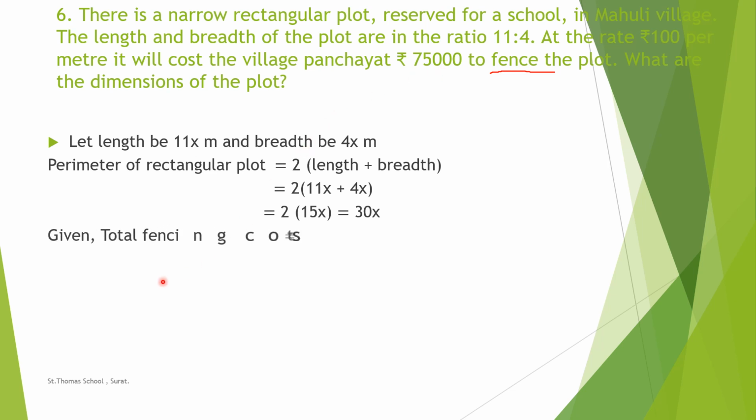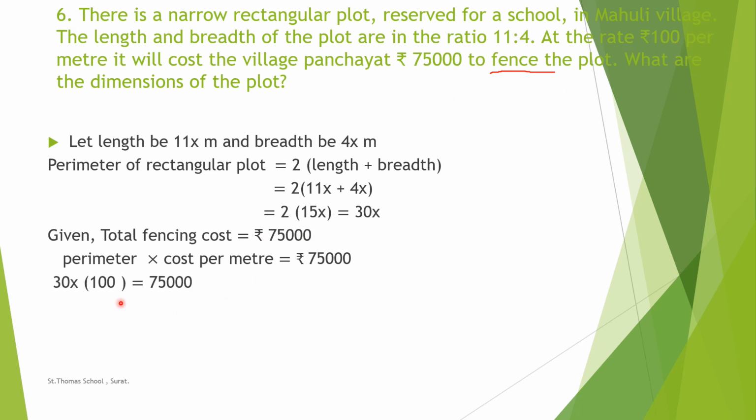So right, next one, total fencing cost is equal to 75,000. What is the meaning of total fencing? That is same as perimeter multiplied by cost per meter. It's clear? So perimeter multiplied by cost per meter is equal to ₹75,000. Perimeter we got 30x, cost per meter is already given, 100. So 30x multiplied by 100 is equal to 75,000. 30 multiplied by 100, so that is 3000 into x. So 3000x is equal to 75,000.